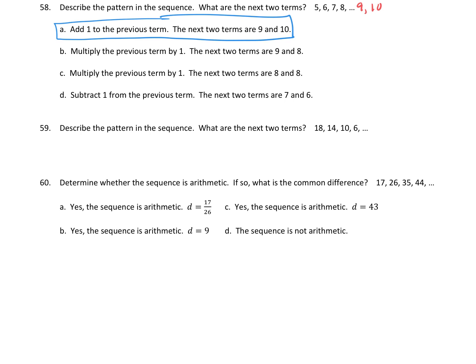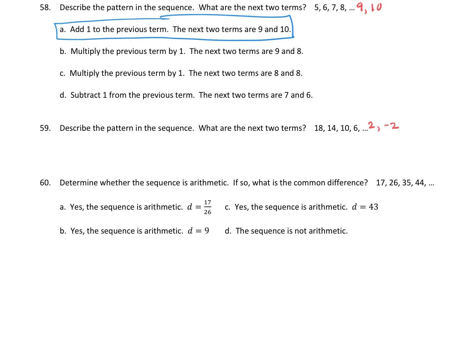All right, number 59, describe the pattern in the sequence. What are the next two terms? So we're going from 18, we're going down to 14, down to 10, down to 6. So it looks like we are decreasing by 4. If we continue that, 6 minus 4 is 2. 2 minus 4 is a negative 2. So that would be the next two terms in our sequence.